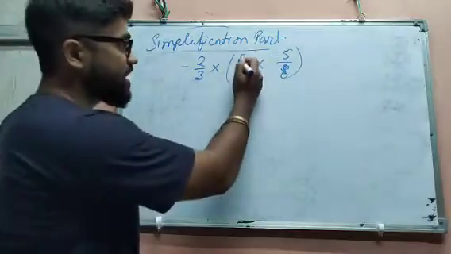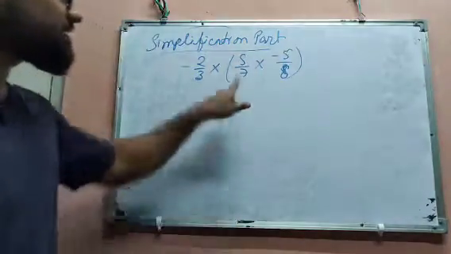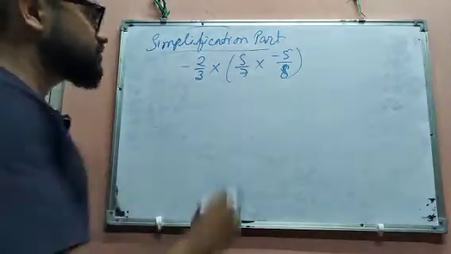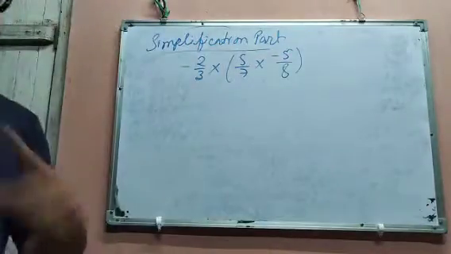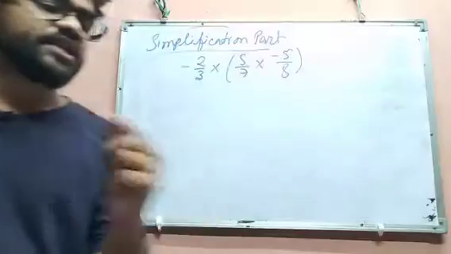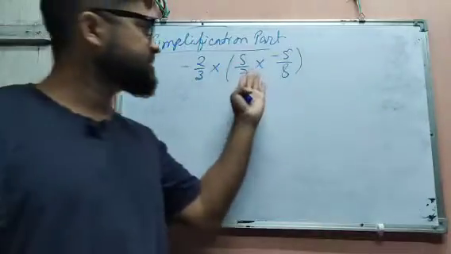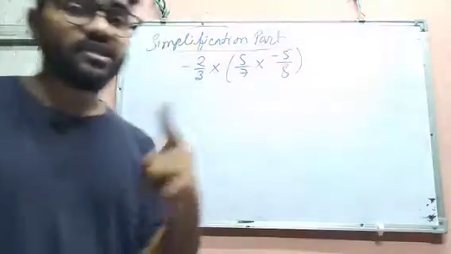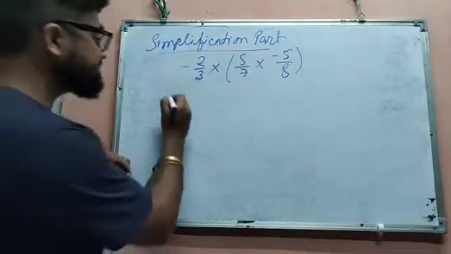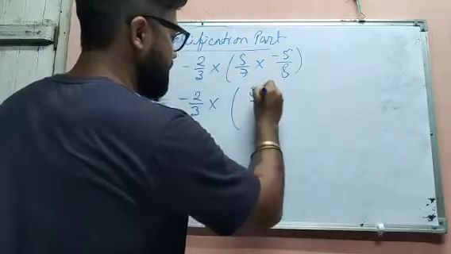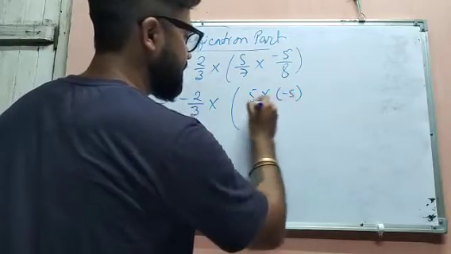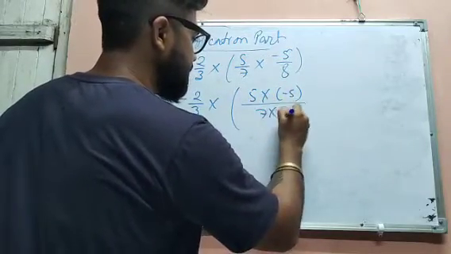Here it is 5, it is minus 5. Here it is 7, it is 8. So not a single number can be cancelled. Okay, so what to do now? As there is no number to cancel, you need to simply do numerator into numerator and denominator into denominator. That means minus 2 by 3 into 5 into minus 5 and 7 into 8.